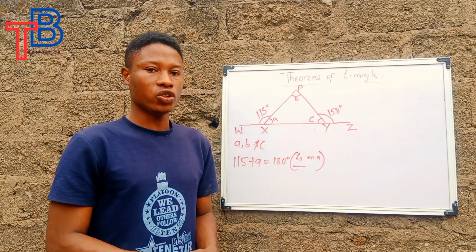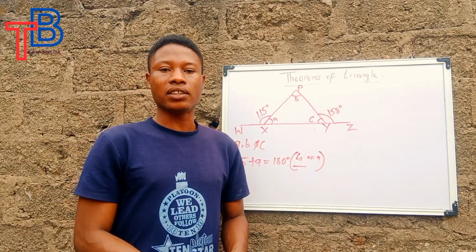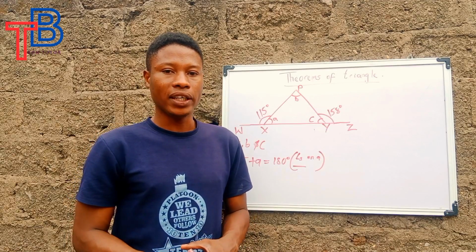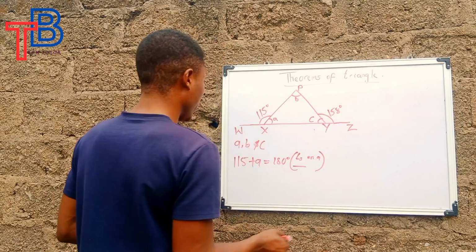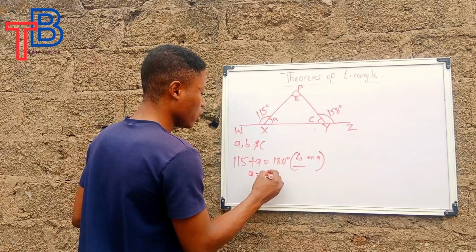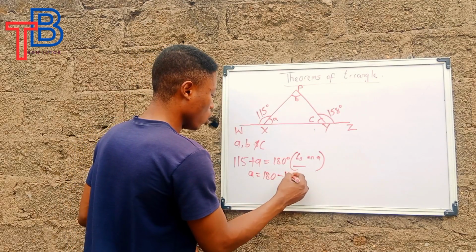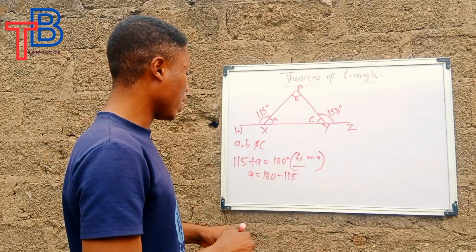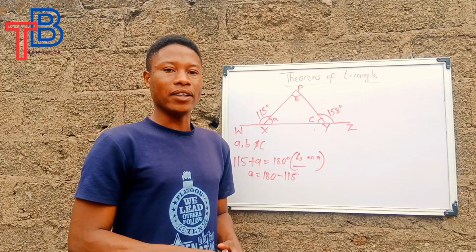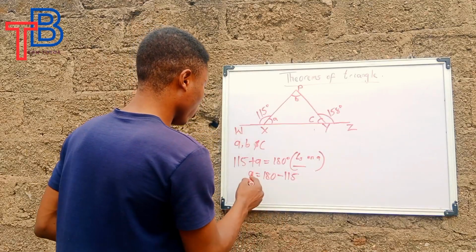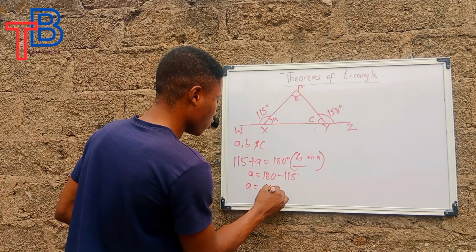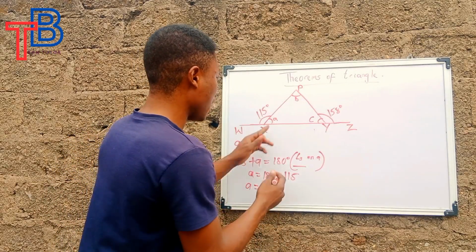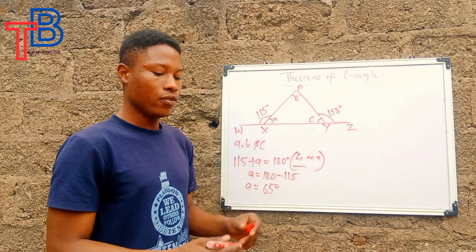That's angle on a straight line, because a straight line has all its angles to be 180 degree. Then we can have our A to be 180 minus 115, and therefore your A is going to be 65 degree, which means the angle you have here will be 65 degree.